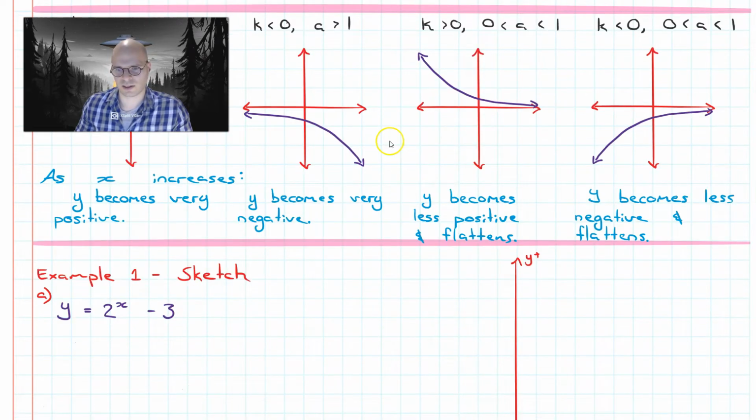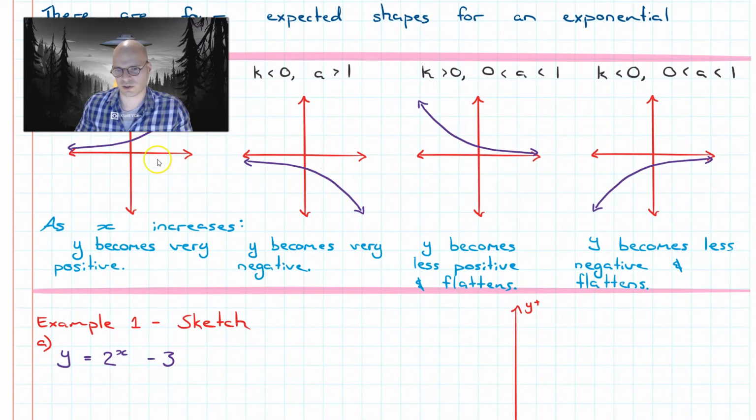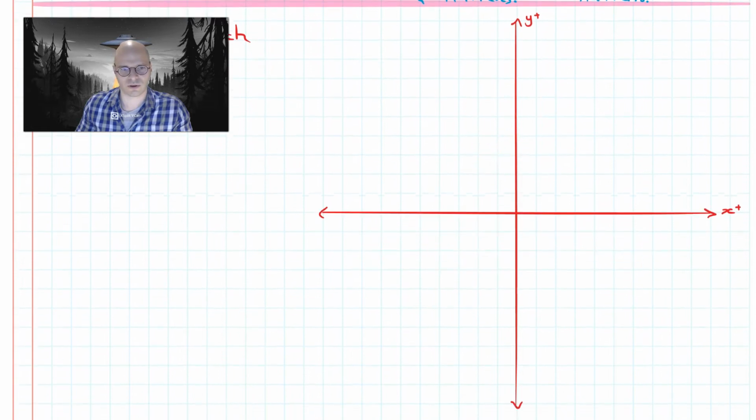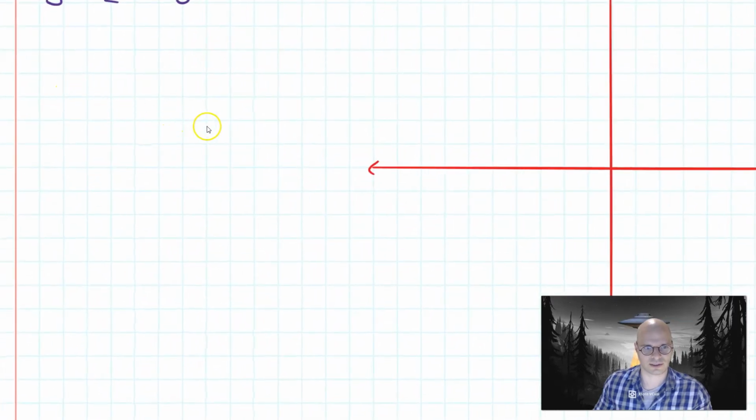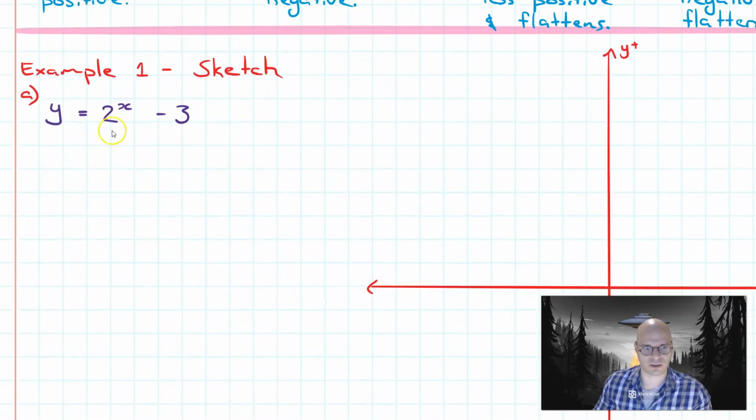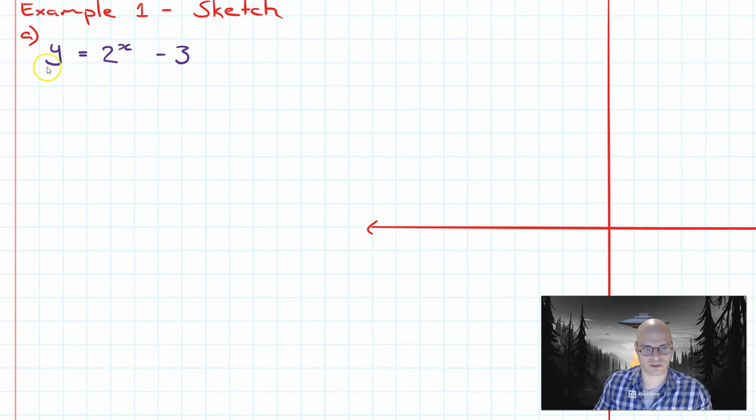Alright, now that we've had a look at what the exponential relationship might look like as we graph it, let's actually have a look at how we go about graphing them, or sketching them, I should say. To do this, we're going to do it in about 6 steps. First example here, we have y equals 2 to the power of x minus 3.